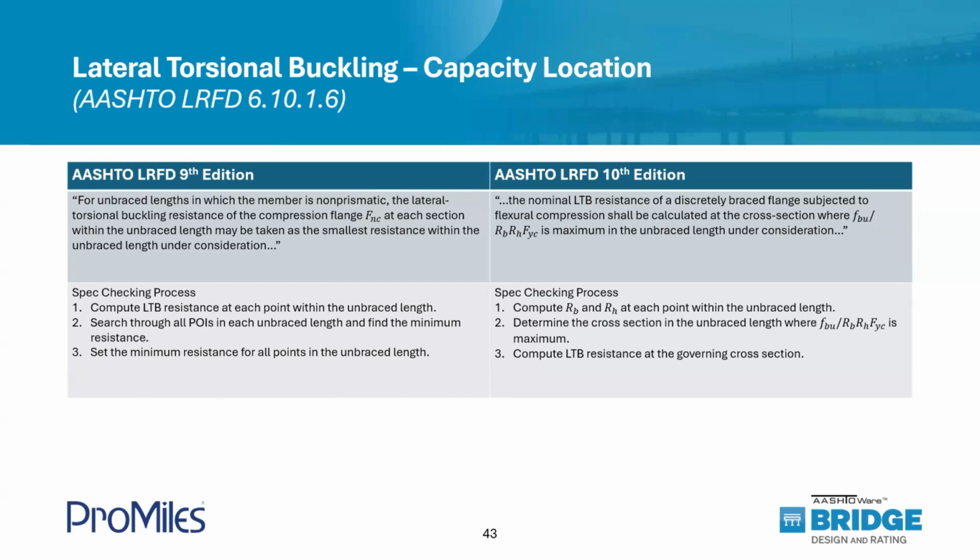The calculation location for LTB resistance has changed. Previously, the resistance would have been taken as the minimum within the unbraced length, meaning we calculated the resistance at every point and then found the minimum. Now that resistance is computed at a single location, which is defined as the location where FBU over RB, RH, FYC is maximum. So you'll now only see LTB resistance computed at a single point within each unbraced length.